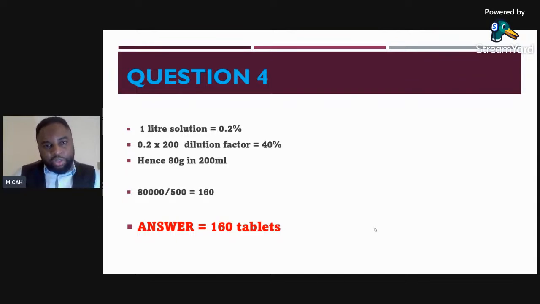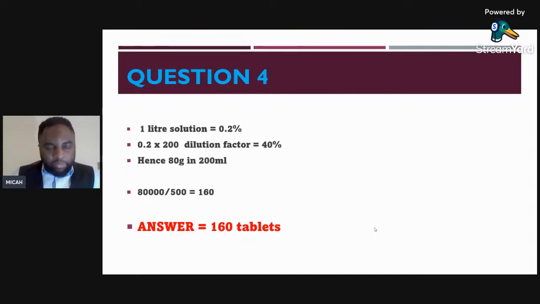The initial concentration is 40% weight per volume. 40% means there's 40 grams of the drug in 100 mil of the solution. If there's 40 grams in 100 mil, how much is there going to be in the 200 mil of the solution that the question is asking us about?